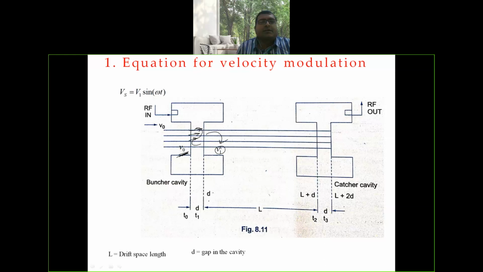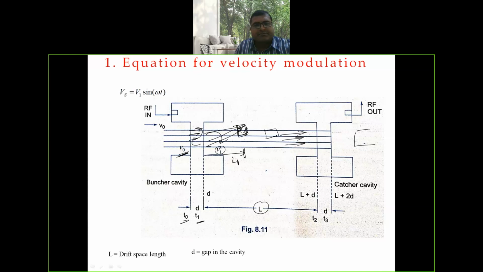Here T0 is the time for the electron to enter the buncher cavity, and T1 is the time for the electron to leave the buncher cavity. Capital L is the length of the drift space. After traveling some distance in the drift space, the electrons form bunches. These bunches move towards the collector by passing through the position of gap B. After traveling some distance from the buncher grid, say L1 distance, the electron bunches are formed.